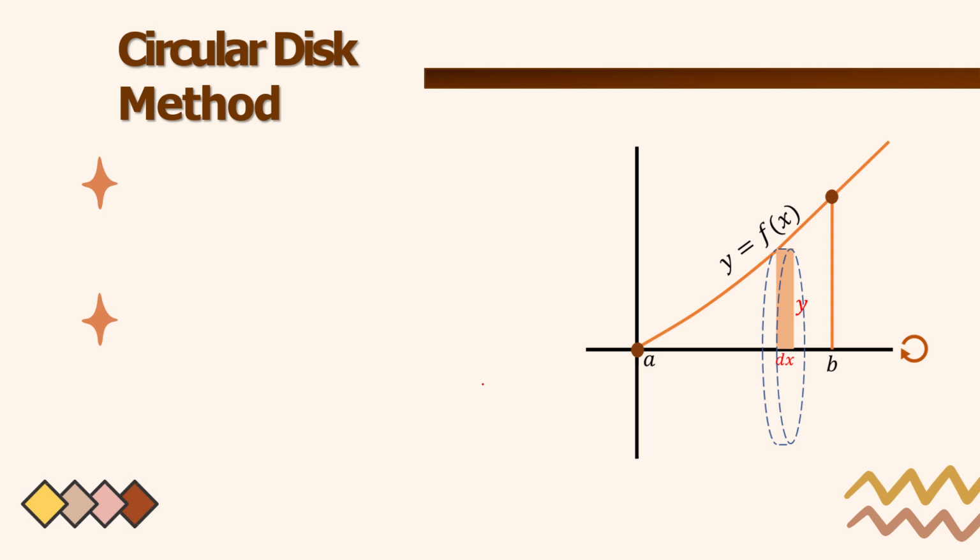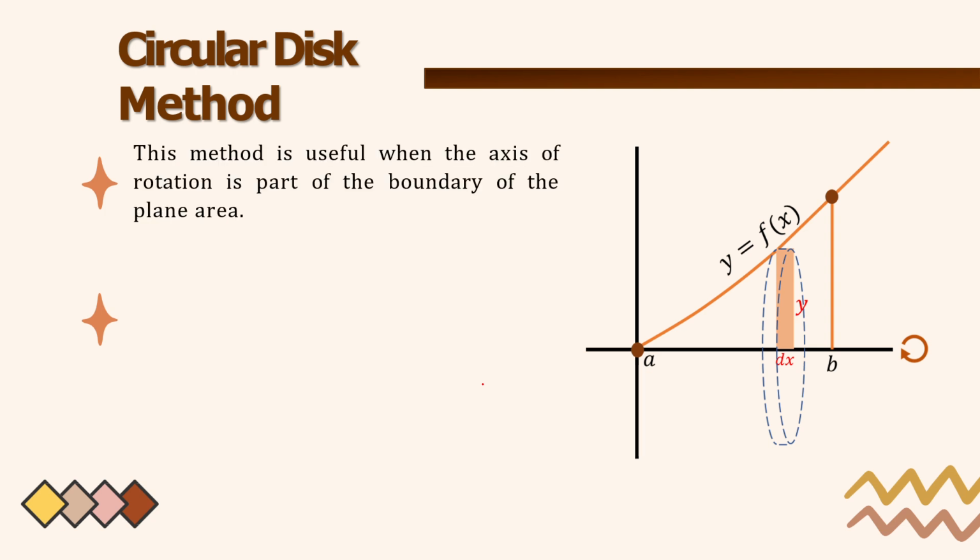Today we will be talking about the circular disk method. This is one of the methods in computing the volume of a solid of revolution. The circular disk method is useful when the axis of rotation is part of the boundary of the plane area.